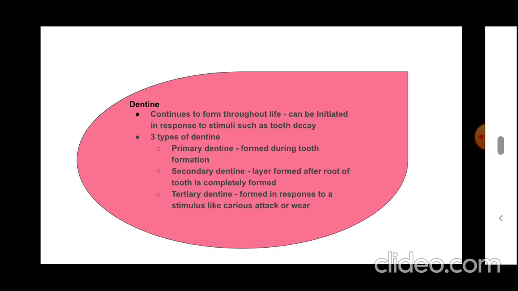But when there is a large decay, the odontoblast cells cannot replace the lost dentin. So there are 3 types of dentin: primary dentin, secondary dentin, and tertiary dentin. Primary dentin is formed during tooth formation. Secondary dentin is a layer formed after the root of the tooth is completely formed. That is secondary dentin. Then the tertiary dentin is formed later during tooth decay. That is known as tertiary dentin. It is formed in response to a stimulus like caries attack or wear.